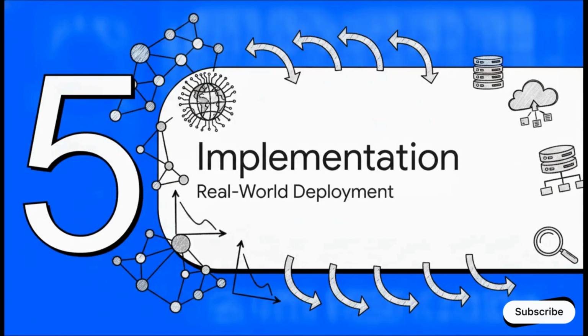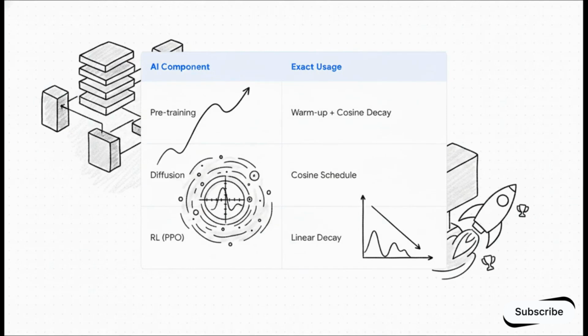Moving to Section 5, Implementation and AI Usage, let's look at where this is actually deployed in the real world. So, where in the AI landscape do we mandate these specific descent profiles? Well, different architectures demand entirely different physics. For pre-training LLMs like GPT or Llama, warm-up plus cosine decay is strictly mandatory. Without it, a transformer will just instantly destroy its residual streams and layer norm weights, period.